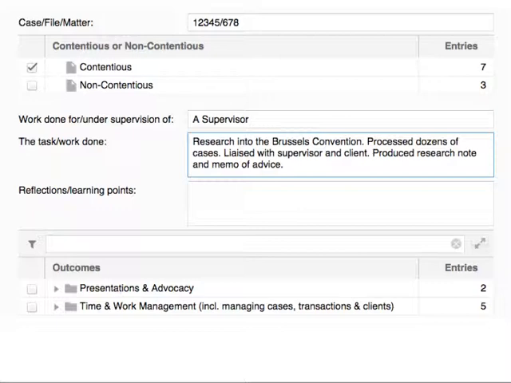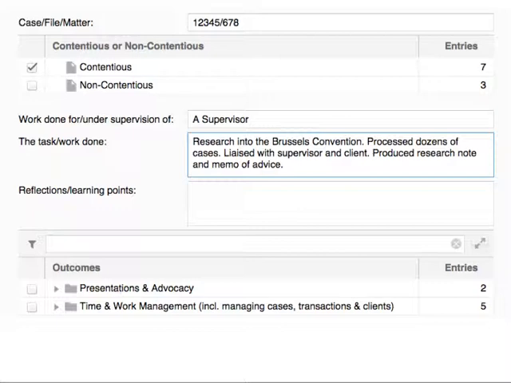And in this example, which I've actually taken from my own experience as a first seat trainee, I was asked by my supervisor in commercial litigation to do some research into the Brussels Convention, and that's to do with governing law and jurisdiction, choice of forum, where contracts are entered into, where you can sue, this kind of stuff. And it is actually very technical. It's not particularly easy, especially not for a first seat trainee, as I discovered.